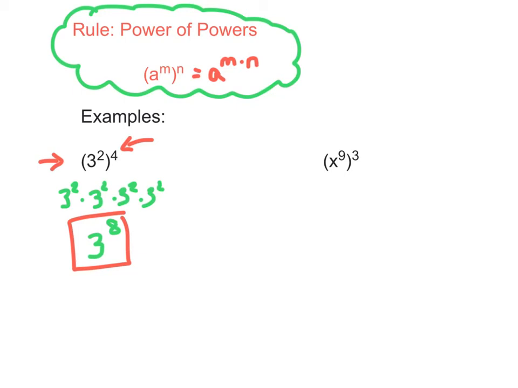So let's try the second one. It's going to be pretty quick. We have a base of x raised to the 9th and then raised to the 3rd. We can keep the base of x, and we can raise it to the 9 times 3, which is 27. And then that one is done.